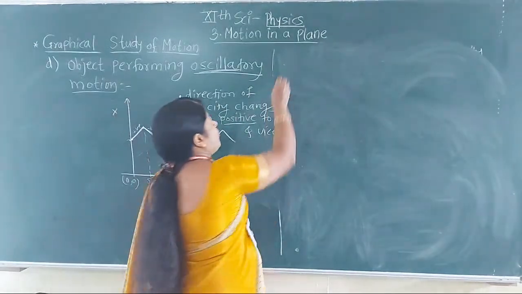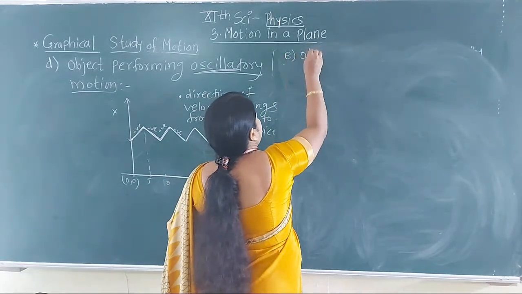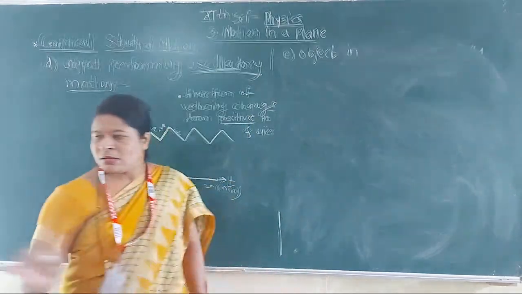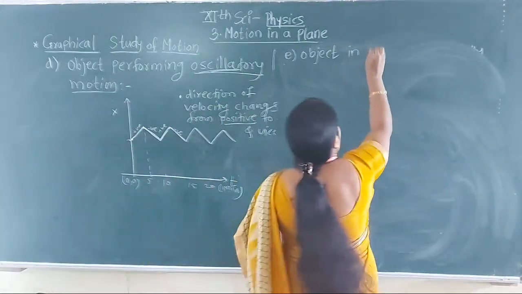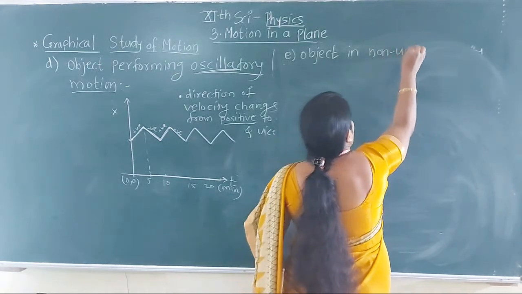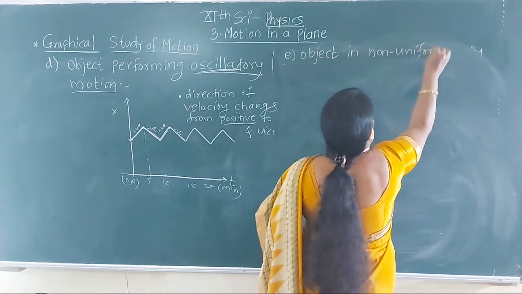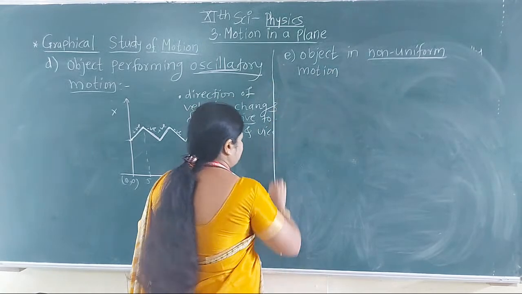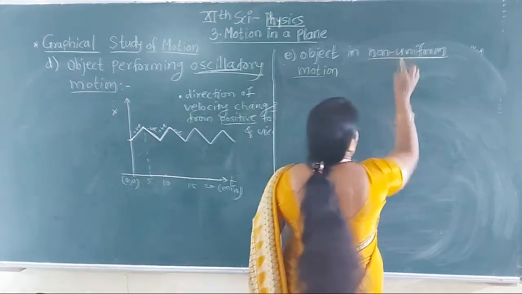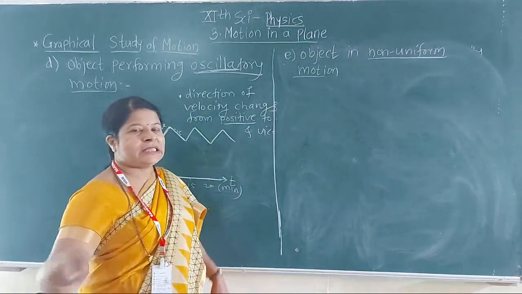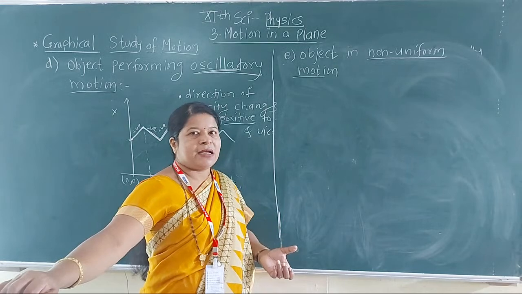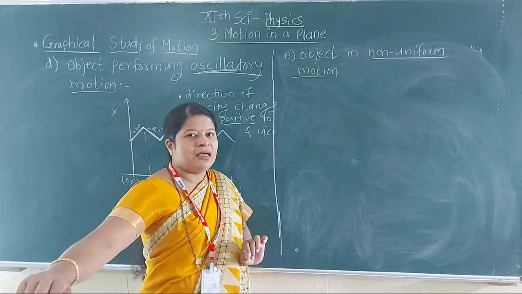Point number E, object in non-uniform motion. Non-uniform means the displacement of the object is random.